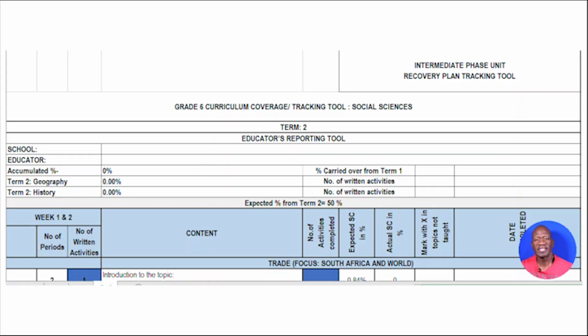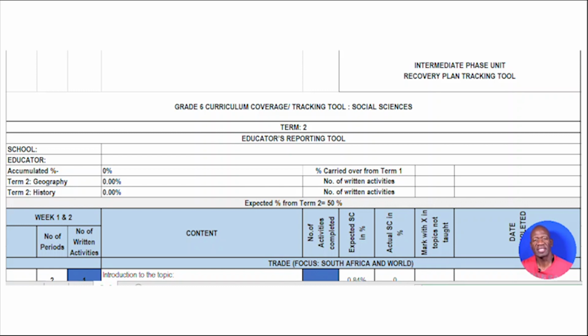Let us now look at the proposed tool which can be used to calculate the syllabi coverage. The example that we're going to use is that for social sciences, but I must indicate that the principle is the same in all the other subjects. Right, moving along, on the screen right now you have the educator reporting tool for social sciences, which the teacher can use to track himself or herself in terms of the topics and the number of activities that have been given to learners.